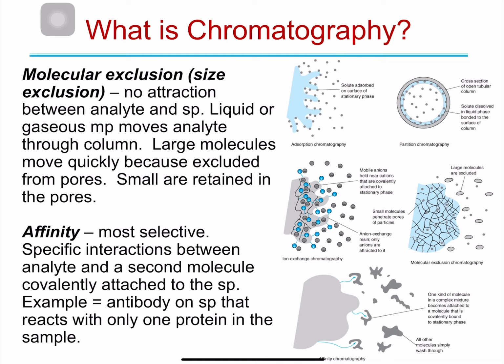Again, the name explains itself. That means that we have a solid stationary phase that has some pores of a certain size. And that certain size allows the retention of certain size molecules. So larger molecules will be eluted quickly because they cannot be retained in the pores, while the smaller ones can be retained.